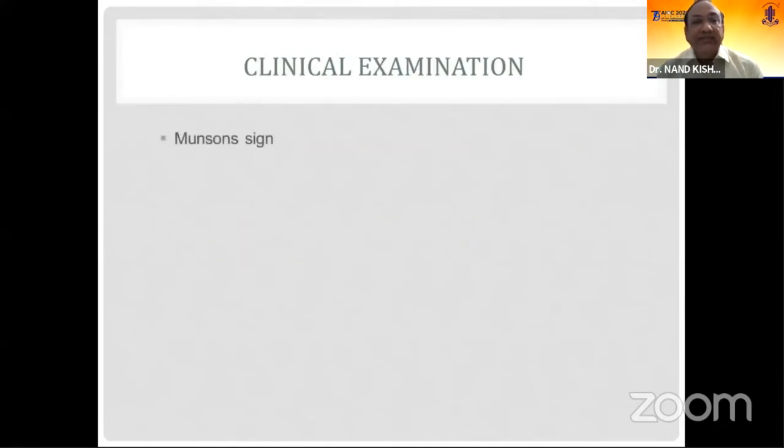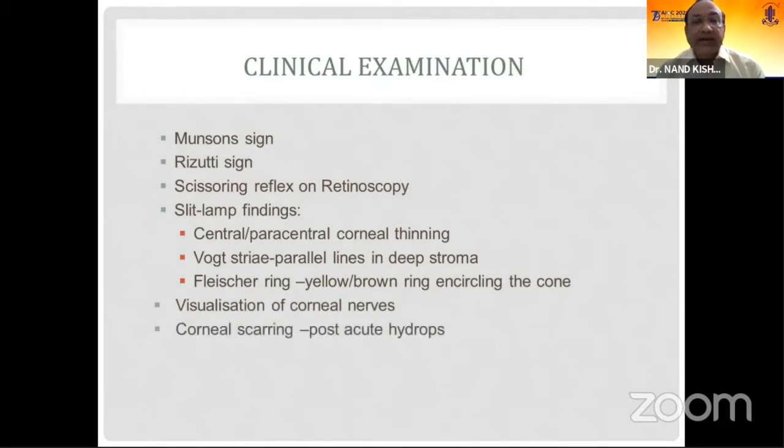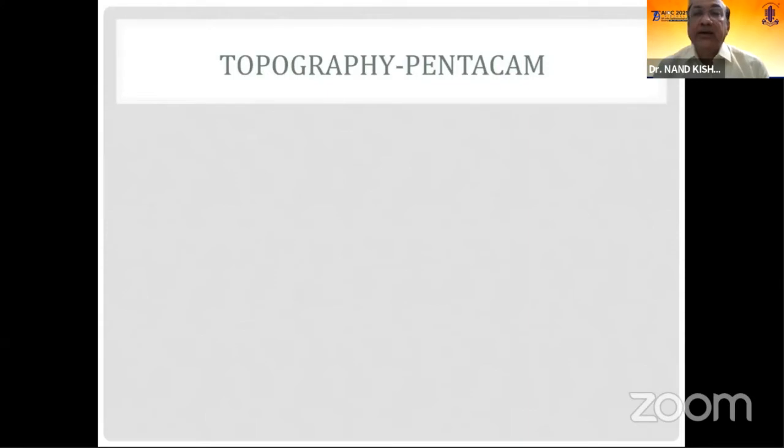So on clinical examination, she has already dealt in detail with Munson sign, Rizzuti sign, then scissoring reflex, slit lamp findings. All these have already been evaluated in detail by Dr. Lumbini. And one thing about Fleischer ring is it is seen more prominently in earlier cases. As the keratoconus progresses, it becomes more faint because of the thinning of the cornea. Then corneal scarring, which is seen post hydrops.